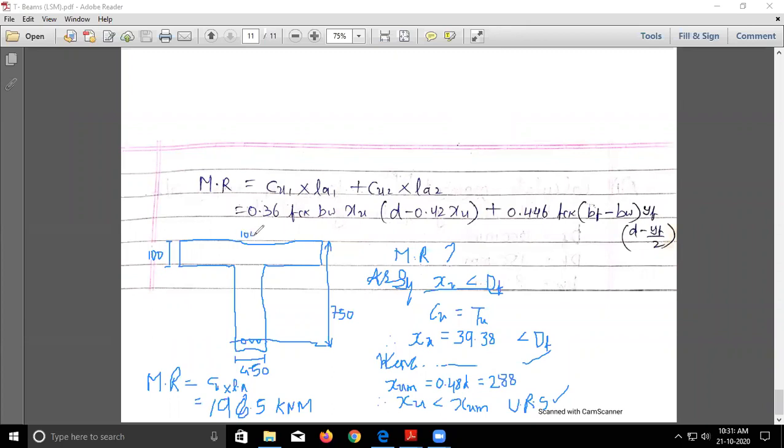Okay, I hope everyone has got the question, got the data with them. So I have written here also. The width of the flange is 1000, depth of the flange is 100, width of the web is 450, and effective depth is 750, and Ast is 6 bars of 25. So now calculate the MR of this. Quickly give me the value.